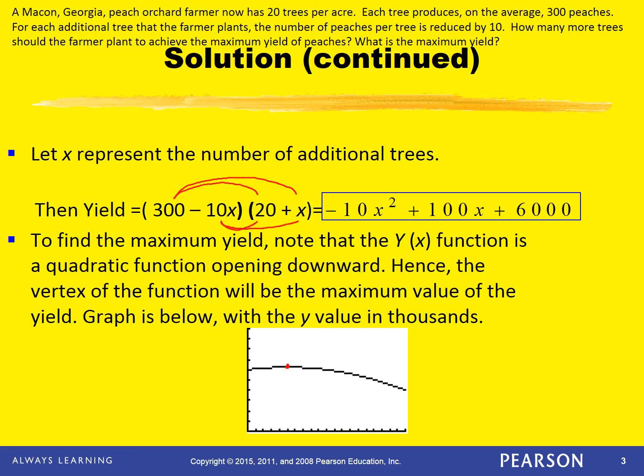Graph is below with the y value in thousands. We can get an idea of what we think that number is by counting the tick marks: 1, 2, 3, 4, 5, 6, and then 7. Looks like it's above it. Now we're going to go to the algebra.